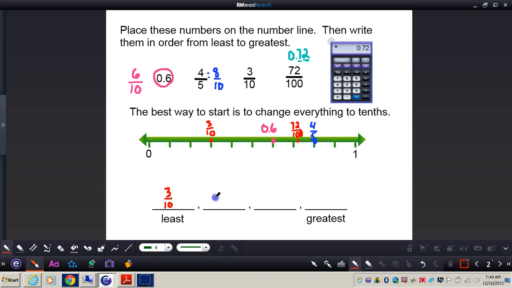Then I have 0.6 as the next one. 72 hundredths. Even though they're big numbers, it's not the greatest. And finally 4/5. So you can see changing everything to a decimal, thinking about it in tenths, makes it very, very simple to order fractions and decimals on a number line.